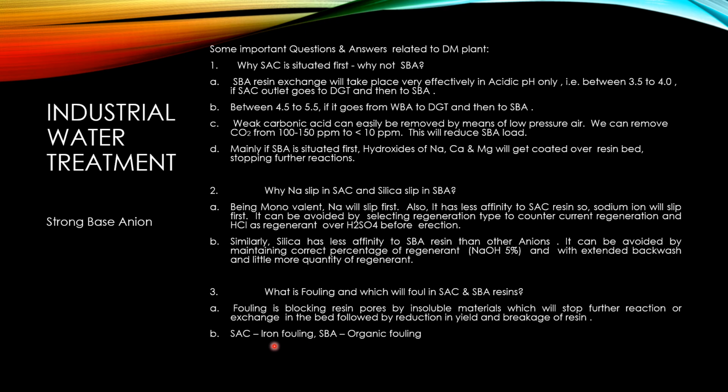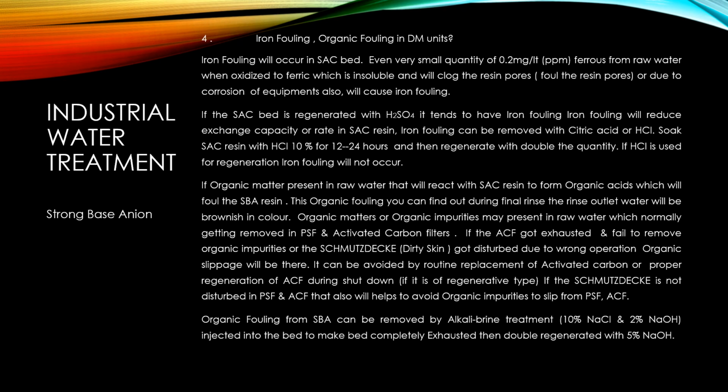SAC is normally fouled by iron. Iron fouling will occur in strong acid cation, and organic fouling will occur in SBA. Iron fouling and organic fouling in DM plant.